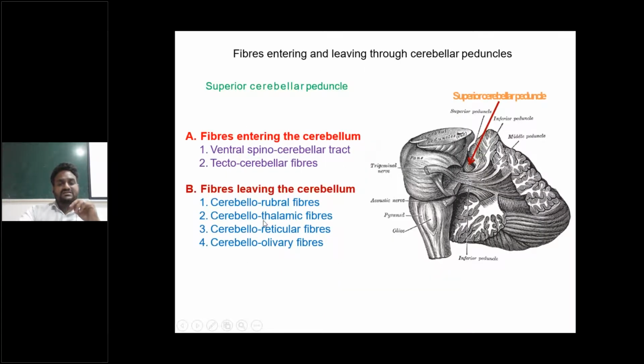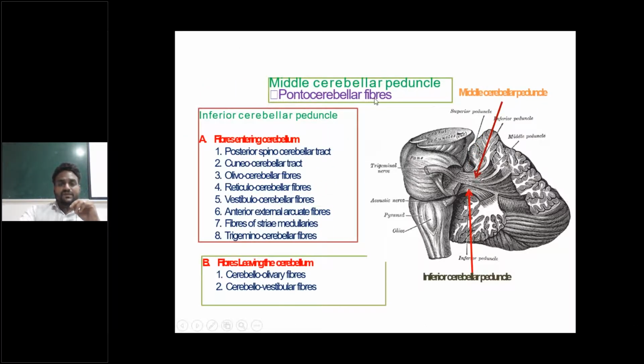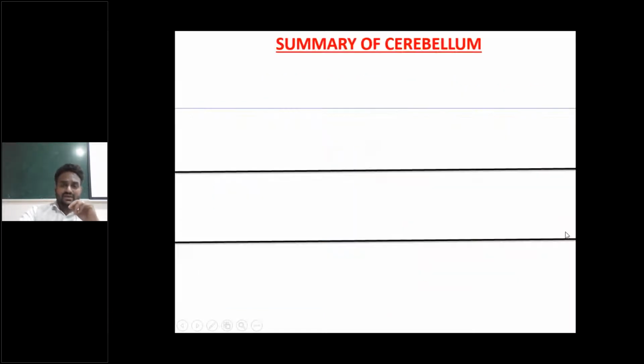Now here we can see the list of fibers entering and leaving through the superior cerebellar peduncle, and through the middle cerebellar peduncle only input fibers. And here we can see the list of fibers entering and leaving the inferior cerebellar peduncle. So this is the cerebellum.